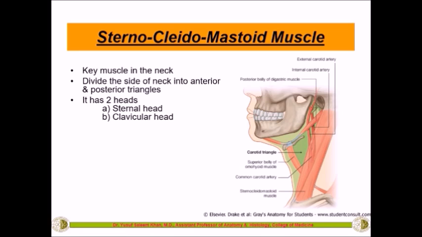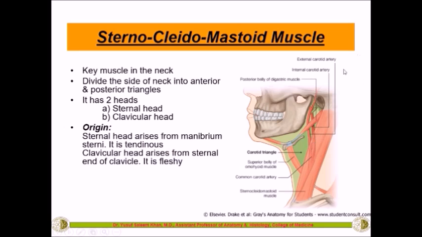So if we see the muscle, it has two heads. One begins from the sternum, the manubrium sterni, and this is called the sternal head. The second head of this muscle begins from the clavicle. That's why the name sterno-cleido, and it gets inserted into the mastoid process, so hence it is called the sternocleidomastoid muscle.